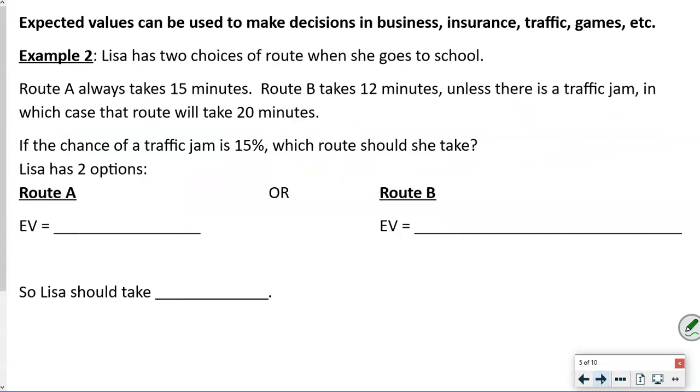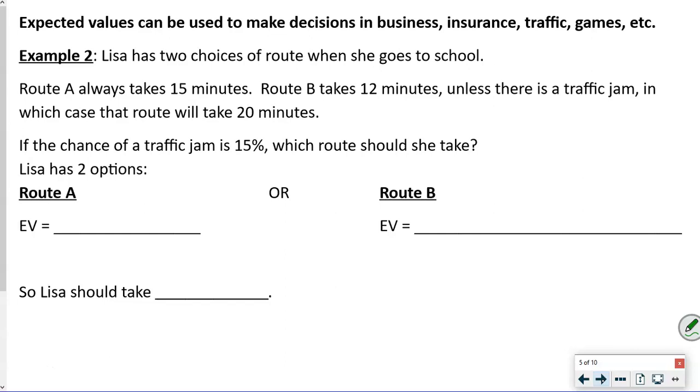So now this one says expected values can be used to make decisions in business, insurance, traffic, games, etc. So Lisa has two choices of routes when she goes to school. Route A takes 15 minutes. Route B takes 12 minutes, unless there's a traffic jam, in which case the route takes 20 minutes. So if the chance of traffic jam is 15%, which route should she take?